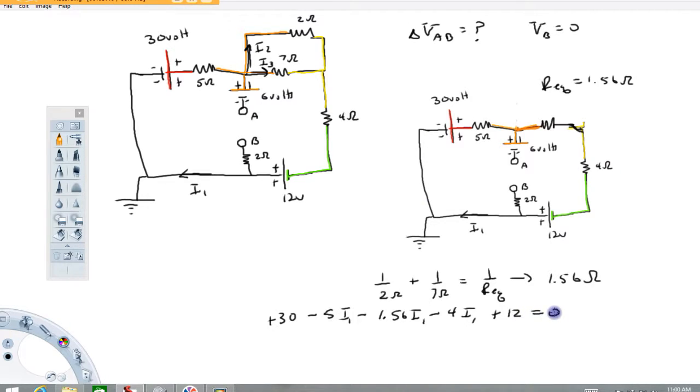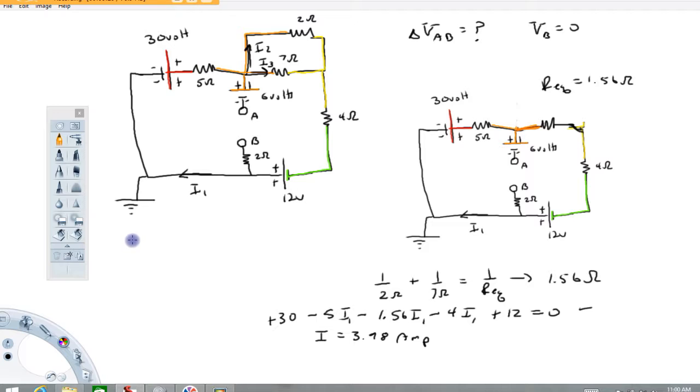All right, so now I have an equation that I can use to solve for the current I1. If we solve for I1, I get 3.98 amps out of that. All right, I can write that a little better: 3.98 amps. So now we know the current I1. Now, going back to my original picture, what did I want that current for? I want it for the voltage drop across this resistor.